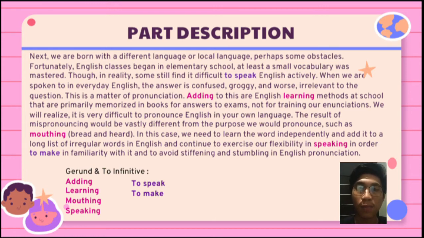Adding to this are English learning methods at school that are primarily memorizing from a book for answers to exams, not for training enunciation. We will realize it is very difficult to pronounce English in our own language. The result of mispronouncing will be vastly different from what we intend to pronounce, such as mouthing, breathe, and heard. In this case, we need to learn the word independently and add it to a long list of irregular words in English and continue to exercise our flexibility in speaking in order to become familiar with it and to avoid stuttering and stumbling in English pronunciation.